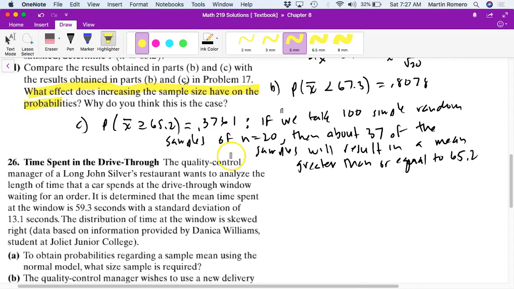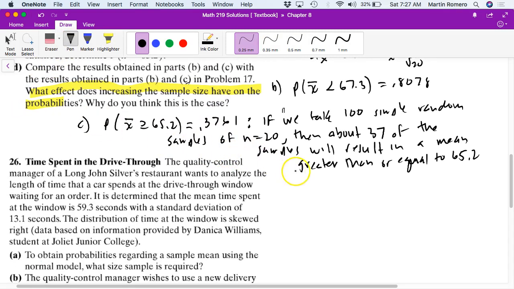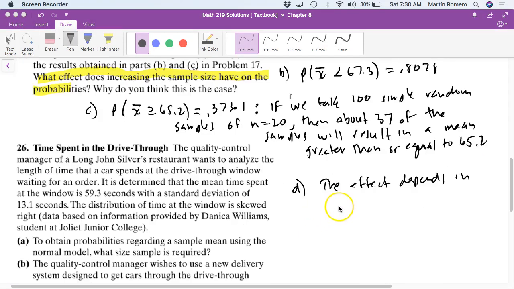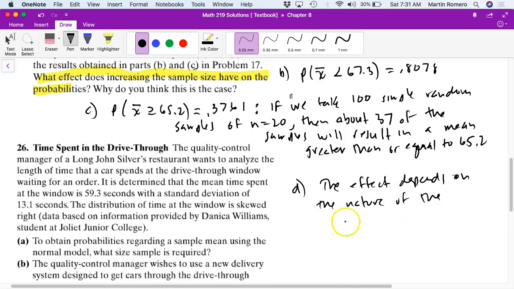So in part D, we talked about that a little bit. It's in the lecture a little bit, but in part D, what happens is the effect depends on the nature of the probability.